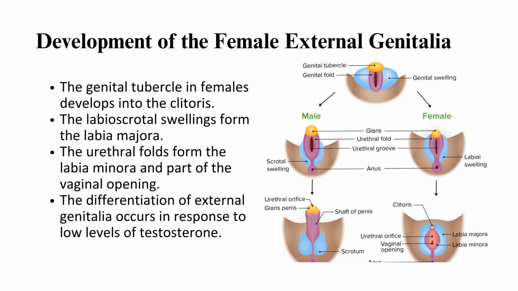Labioscrotal swellings. The labioscrotal swellings, a pair of bulging tissues on either side of the genital tubercle, differentiate into the labia majora in females. In males, these swellings form the scrotum.